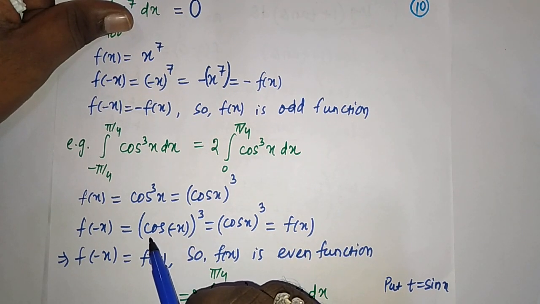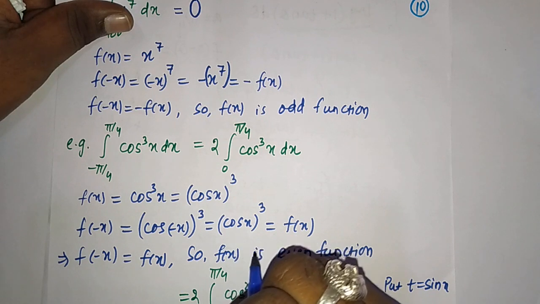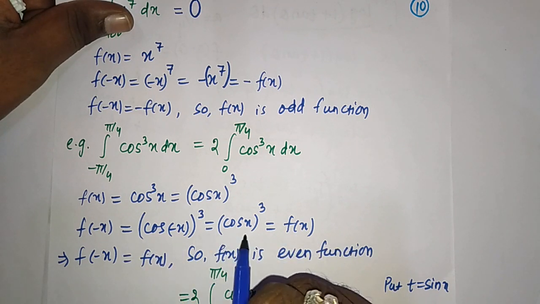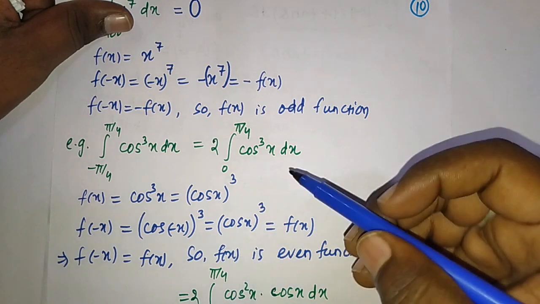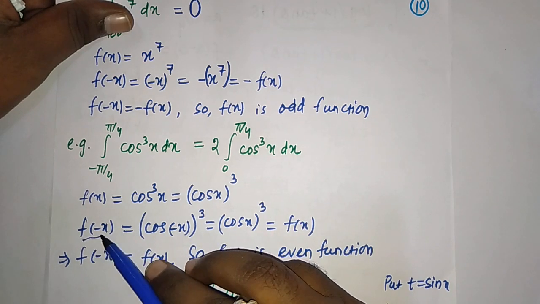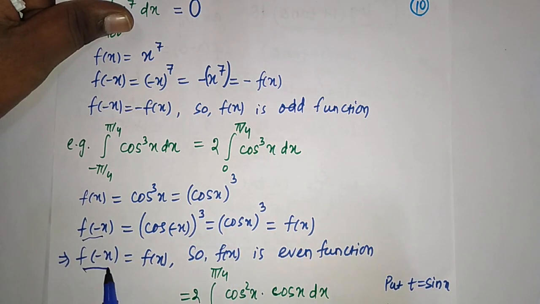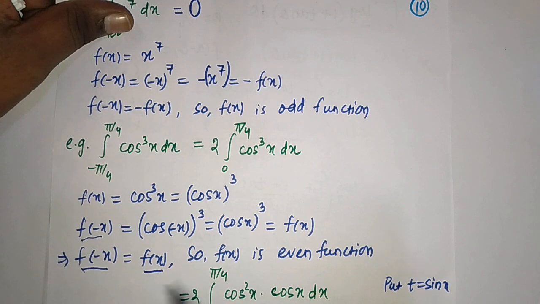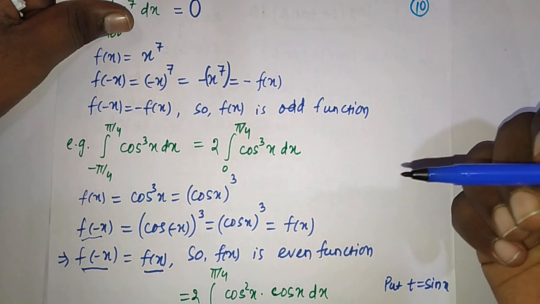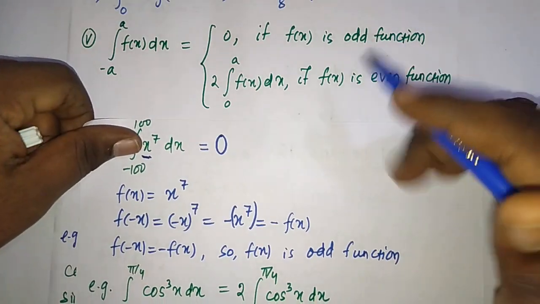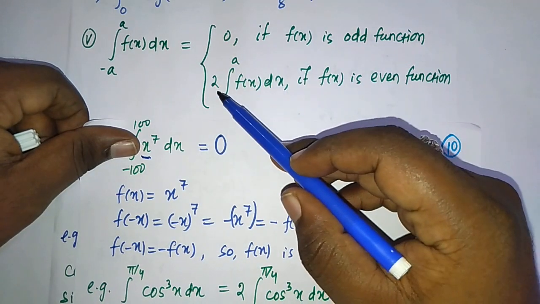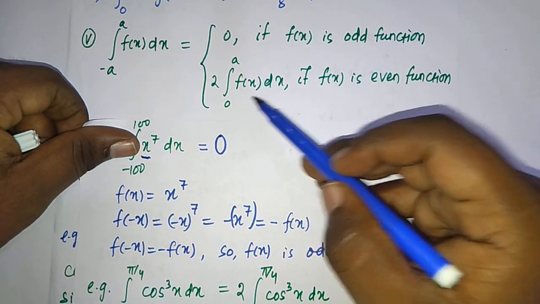So we know cos minus x is cos x. So now it will become cos x whole cube, and cos x whole cube was the given function f of x. So f of minus x is equal to f of x. Here we have got f of minus x equal to f of x. So f of x is an even function. And in case of an even function, we know the property: integral from minus a to a of f of x dx is equal to 2 into integral from 0 to a of f of x dx.